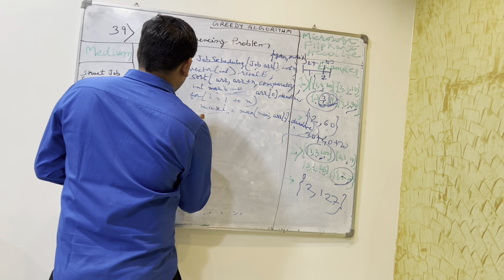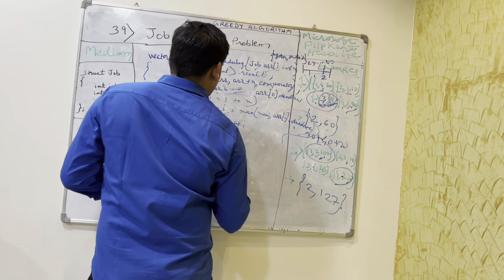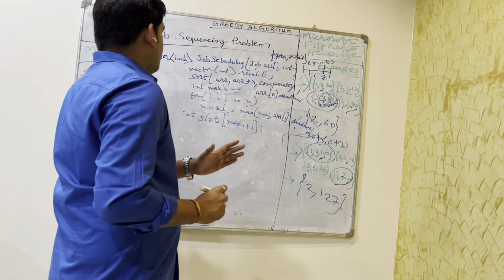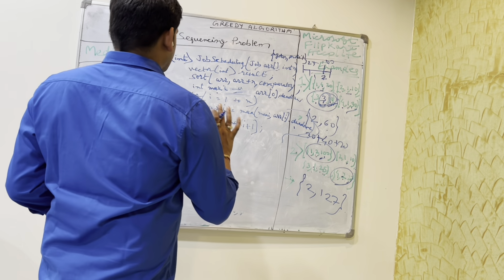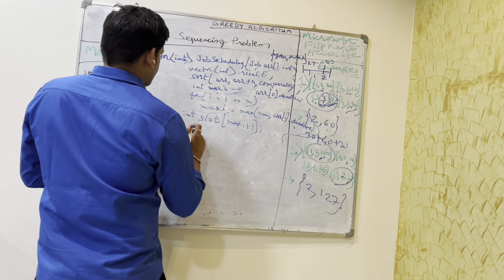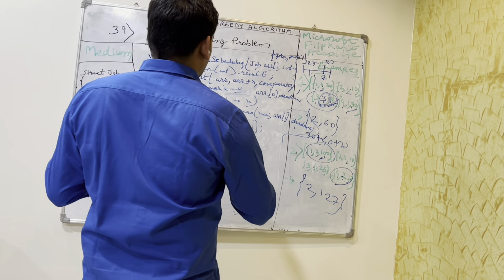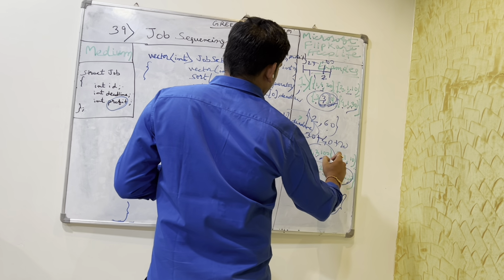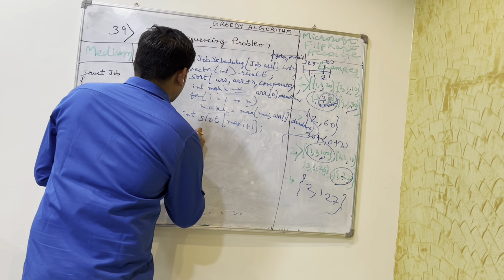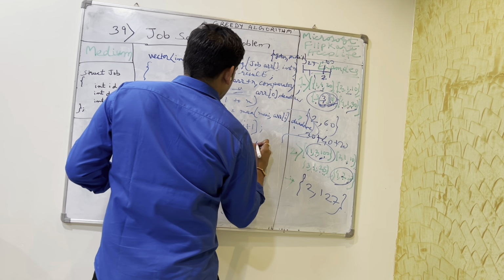So we take a slot array and give its size as maxi plus 1 because we are taking it from 0, right? And then what do we do? This we have already sorted, so we will take the sorted jobs one by one. We have the jobs sorted according to the profit, so we will take the job whose profit is maximum. So for i equal to 0, i less than n, i plus plus.